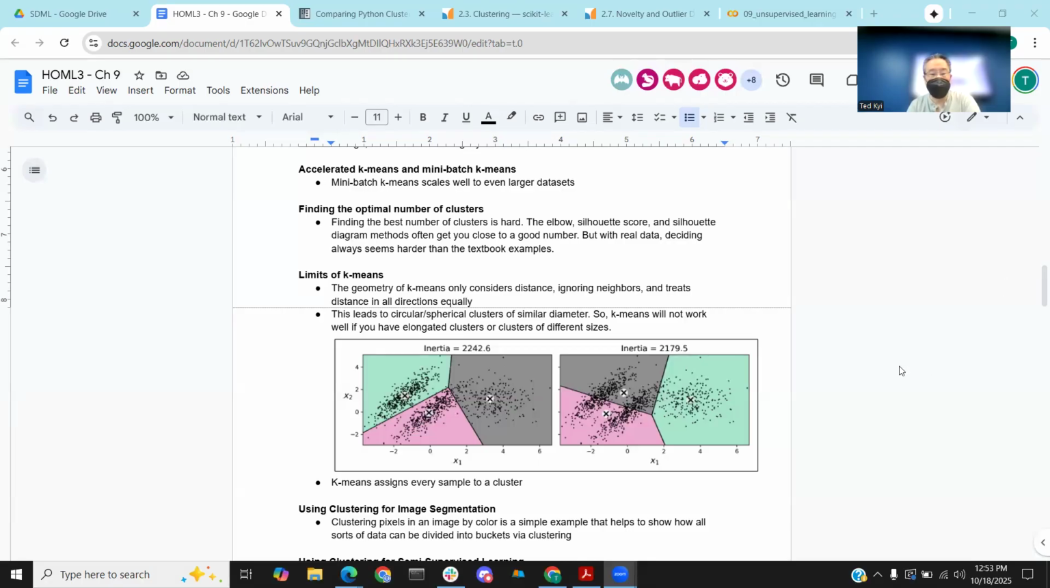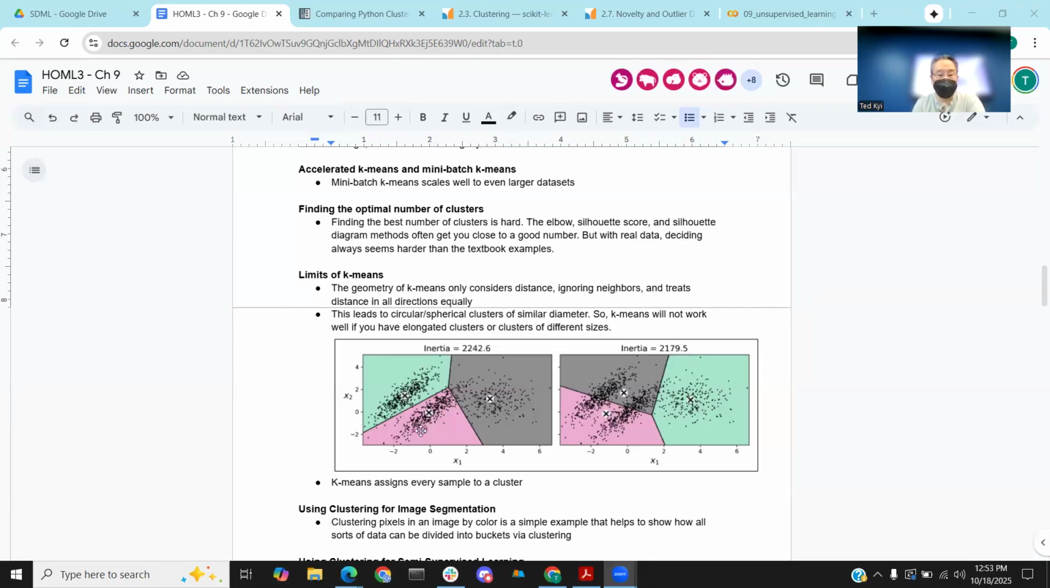So moving on, this next section, limits of k-means. This is what we were talking about before. So here's actually the diagram. What I mentioned is the geometry of k-means only considers distance. It doesn't matter about neighbors or other things like that. It's just the distance, and distance in all directions is equal. Okay, so this is why you get circular or spherical clusters.